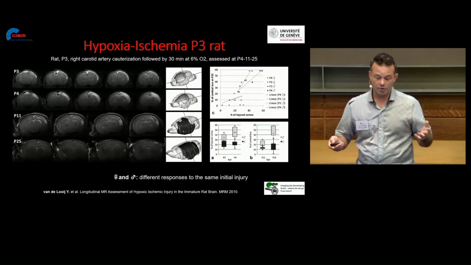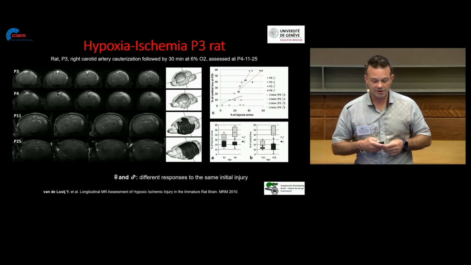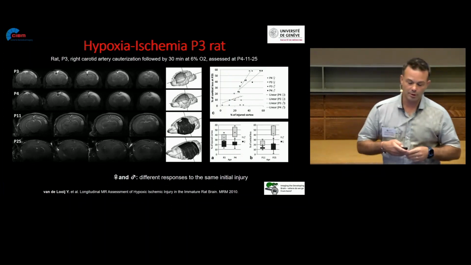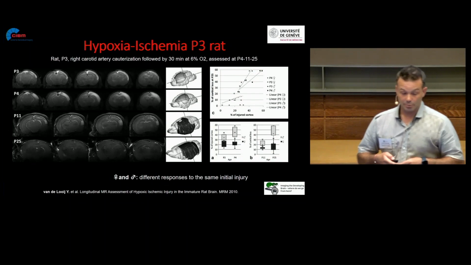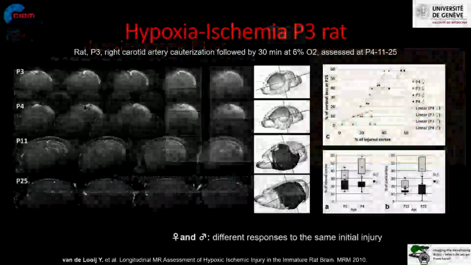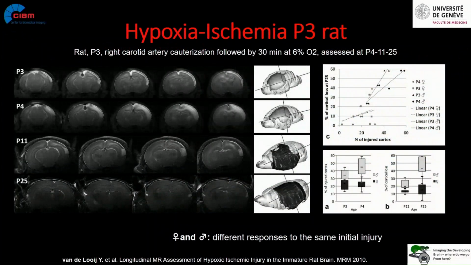So, for example, of this multimodality, we have this study on hypoxia ischemia in the rat at postnatal day 3. So they had a right carotid artery cauterization, followed by 30 minutes at 6% oxygen. And we looked at the effect at P4, P11, and P25, so longitudinally on the same animals. So already at P3, we see on the T2 weighted images that we have a hypersignal in the cortex.